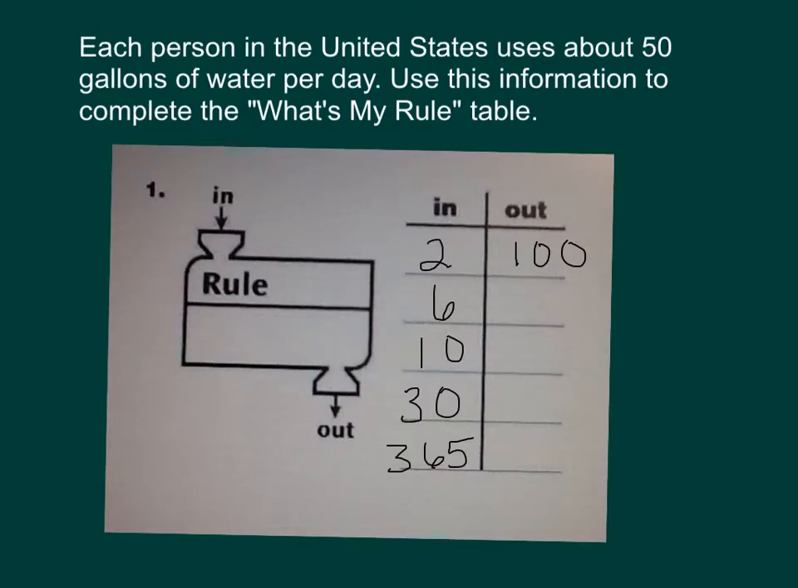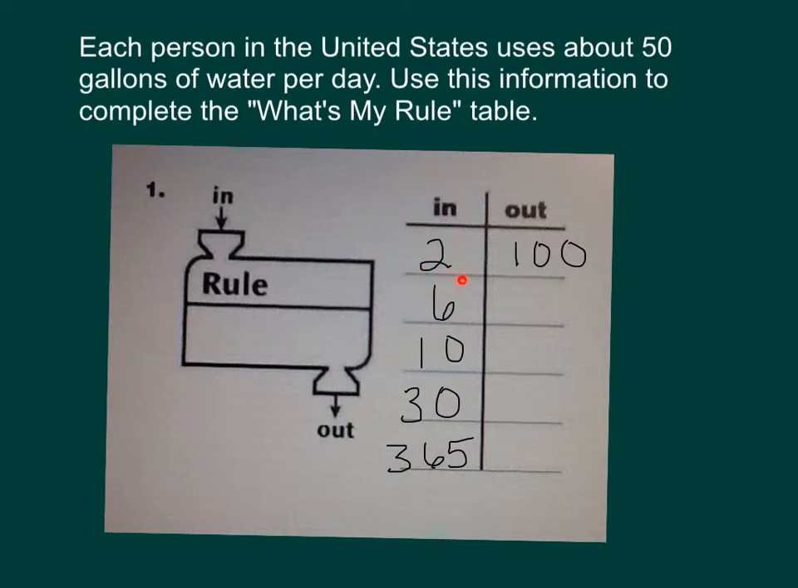Let's take a look at a math message. So this problem says, each person in the United States uses about 50 gallons of water per day. Use this information to complete the What's My Rule table. So what is the rule? If we're using about 50 gallons per day, what does that mean that we need to do for our rule? Well, if you don't know from reading the words, let's take a look at some examples.